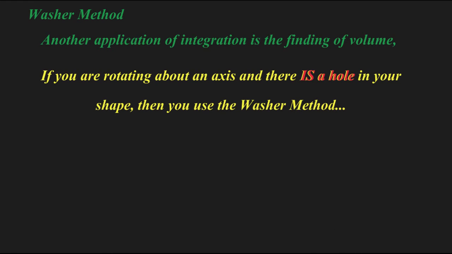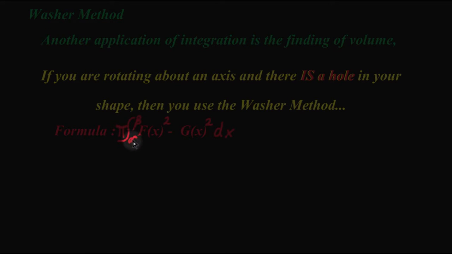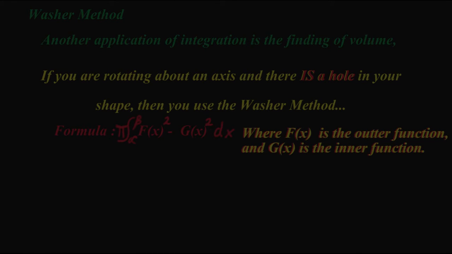So you're going to use this formula here, where we have the integral from alpha to beta of the f of x, which we will see is the outer function, minus g of x squared, which is the inner function. So again, what are those? So what are your f of x and g of x? Your f of x is your outermost function, and your g of x is the innermost function. And you literally just plug and chug.